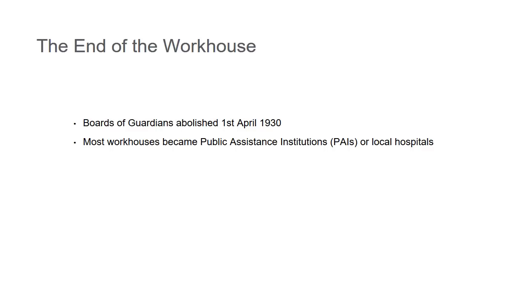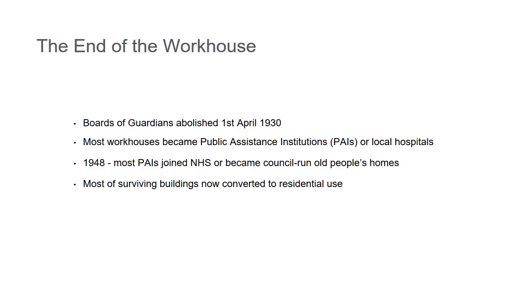What's the difference between a public assistance institution and a workhouse? Not a lot is the usual picture you get. Very little seemed to change under council control, and in fact local people invariably carried on calling them the workhouse, as they had been doing prior to that. In 1948, most public assistance institutions either became part of the National Health Service, often as geriatric units or hospitals, and a number, the smaller ones in particular, were often held on to by local councils and used as old people's homes for many years to come. Most of the surviving workhouse buildings have now been converted to residential use, but lots of other uses have been found for them: schools, factories, warehouses, and some still are part of hospital sites.